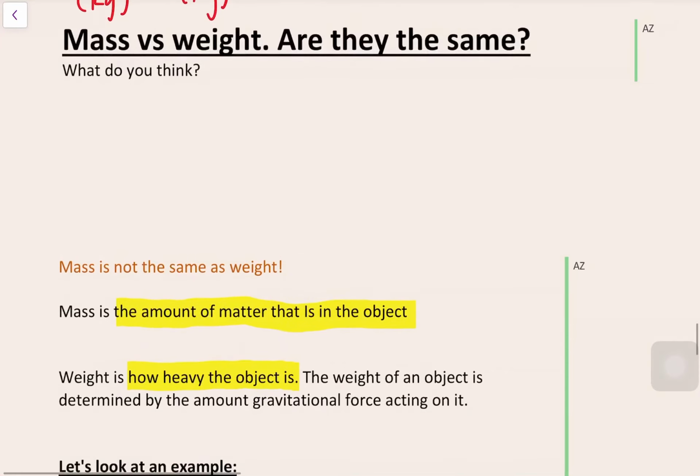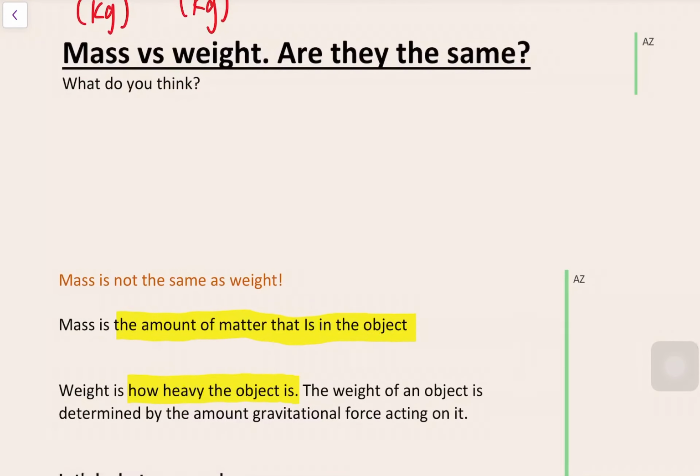So the weight of an object is determined by the amount of gravitational force acting on it. However, the mass does not change regardless of where you are. So if you are on the moon or you are on the earth, your mass will remain the same, but your weight will change because the gravitational force is different on the moon and the earth because they have different mass.